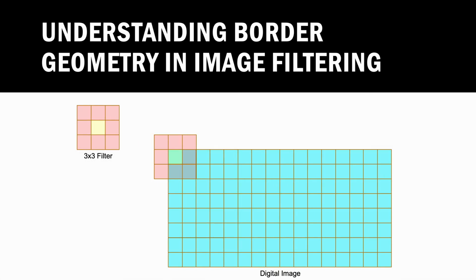Here, we can clearly see what happens when a 3 by 3 filter reaches the border of an image. The filter's center, shown in yellow, aligns with a pixel near the top left corner. However, some parts of the filter extend beyond the image boundary. Those pink areas have no corresponding pixels underneath. Because of this missing data, the convolution operation can't be fully computed at the border. This is why we need geometry boundary padding, a method to fill in or estimate the missing pixels so the filtering process can continue smoothly across the entire image.